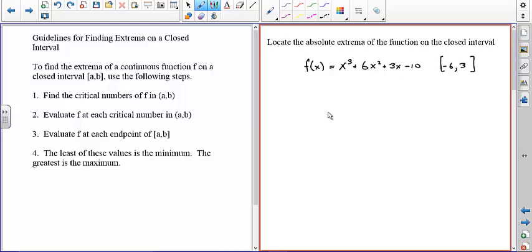It looks like we're almost out of time. So we might have to finish this. We'll at least do the derivative part. We'll at least get the critical numbers, and then we'll do the rest of it on Thursday.